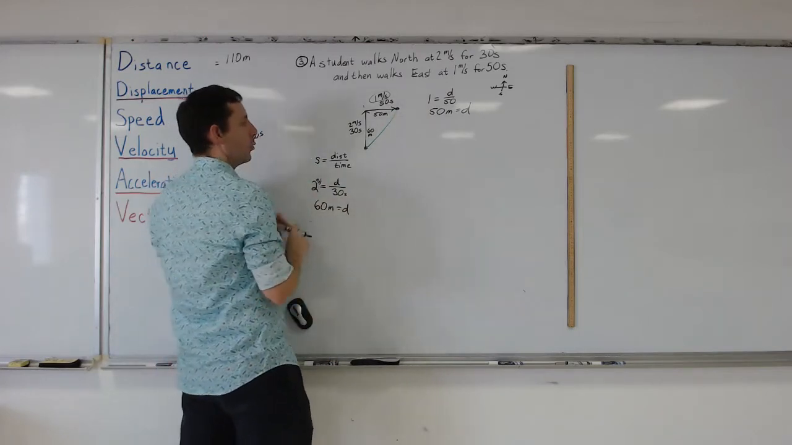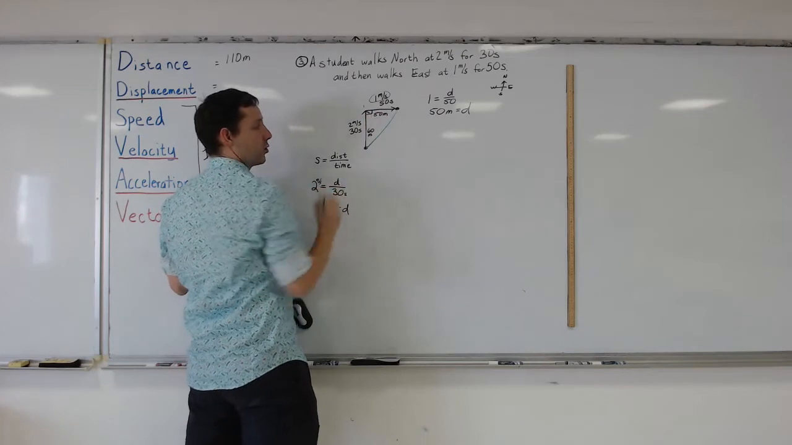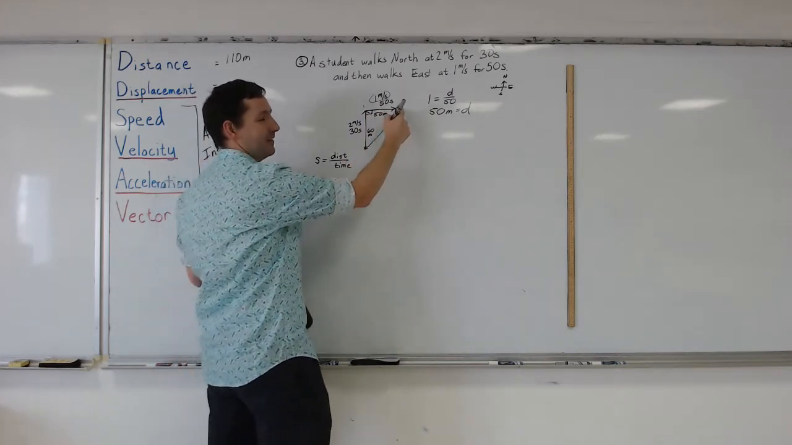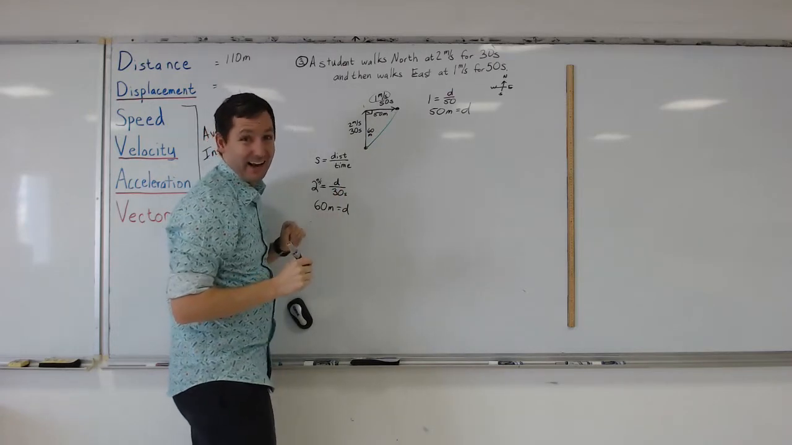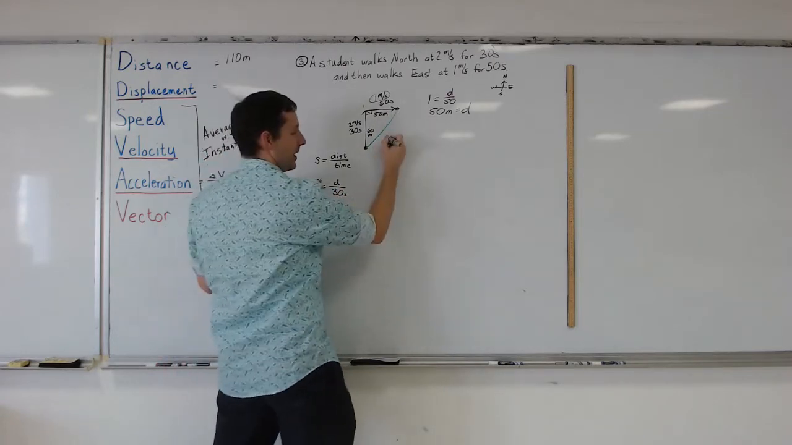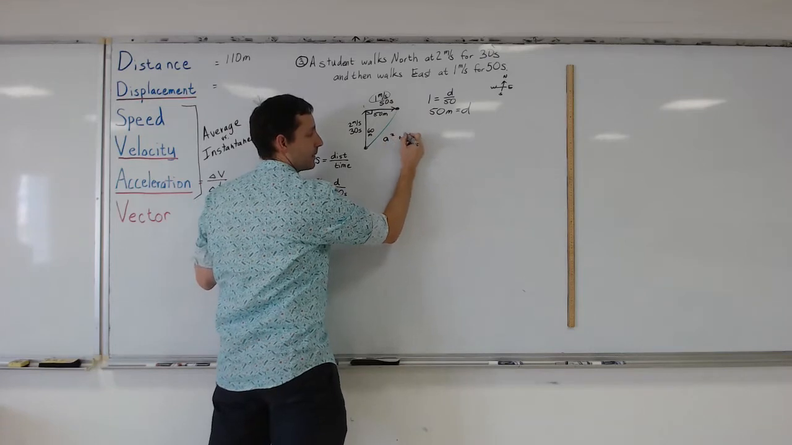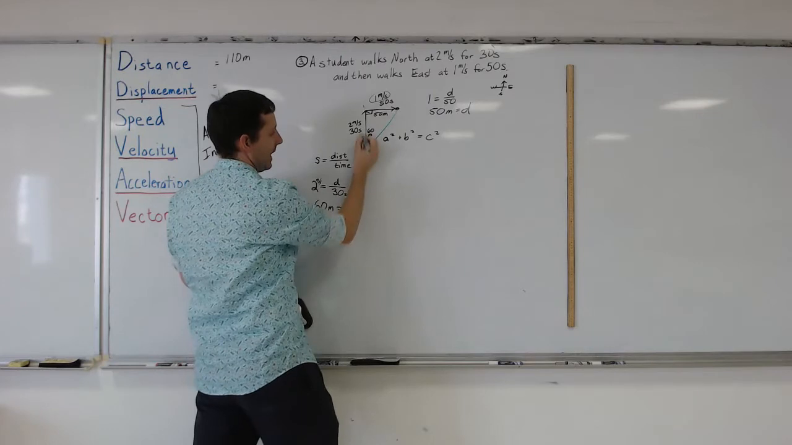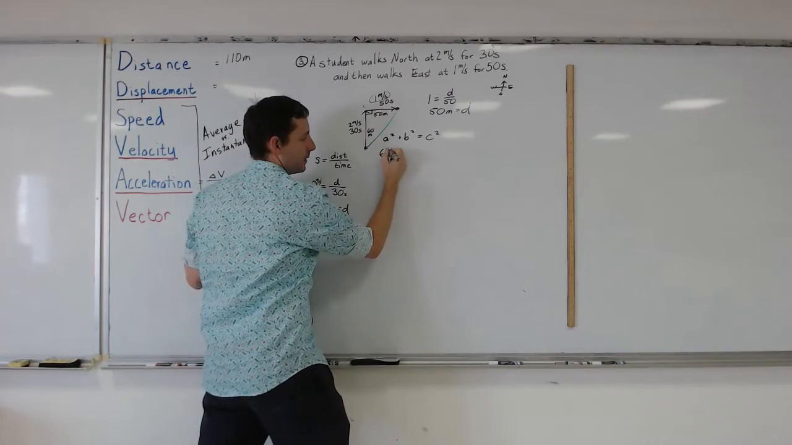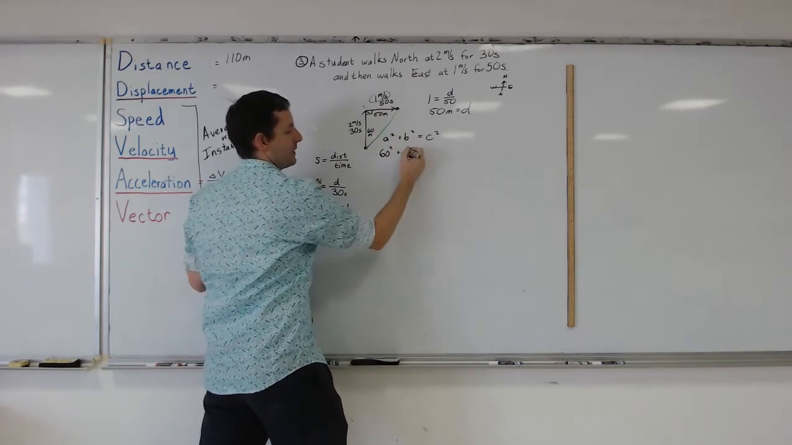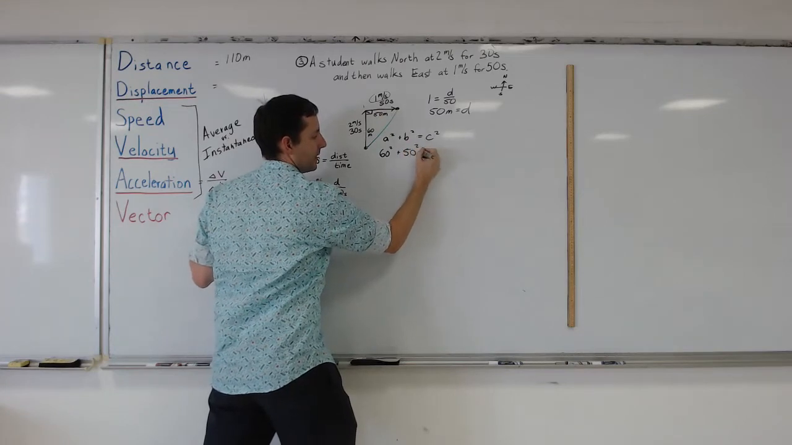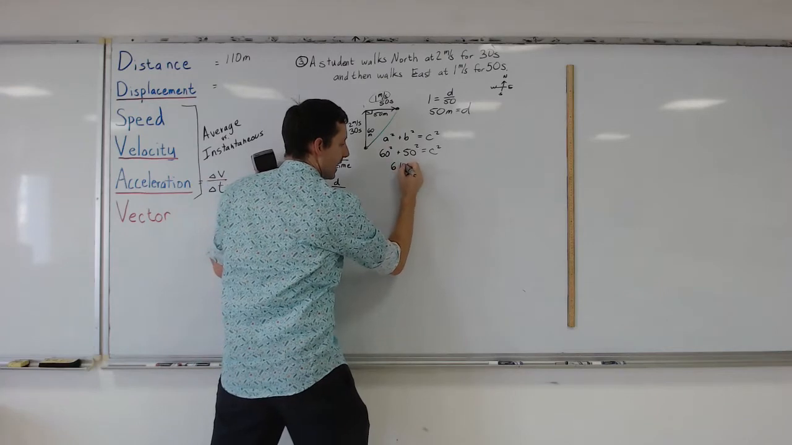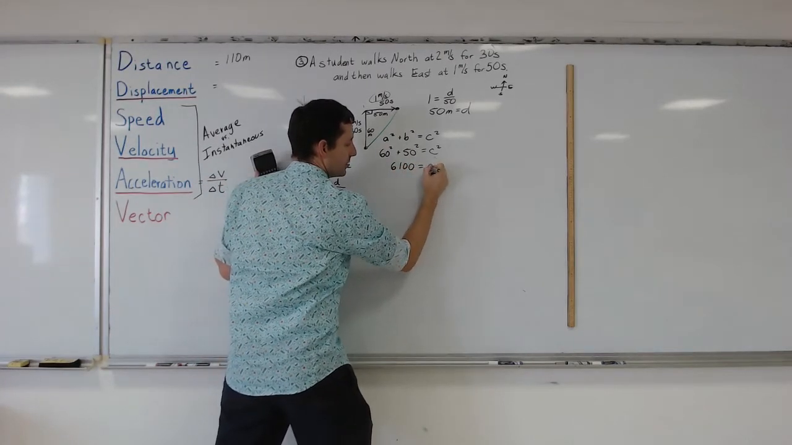Now, I was kind and made sure that it was north and east, which are a right angle. How do you find the length of the missing side? That's right, you've got to use the Pythagorean theorem. a squared plus b squared equals c squared. So your a is going to be the 60. Your b is going to be the 50. And that should equal c squared. So I get 6,100 is equal to c squared.